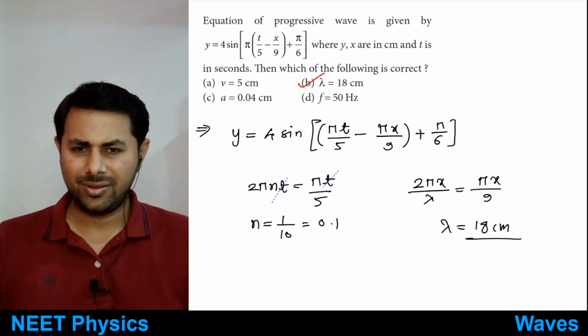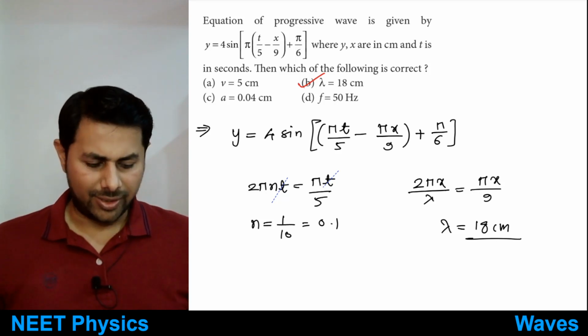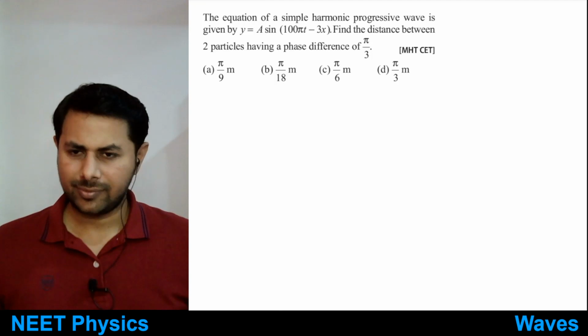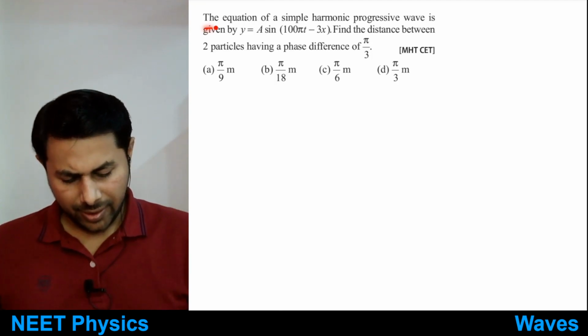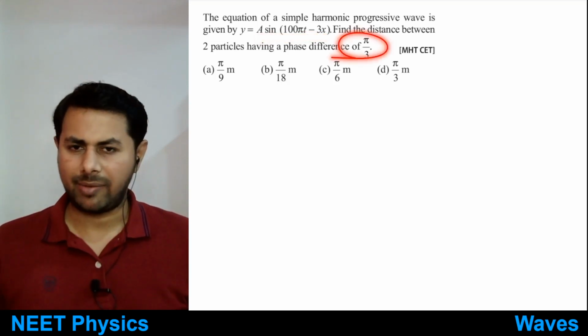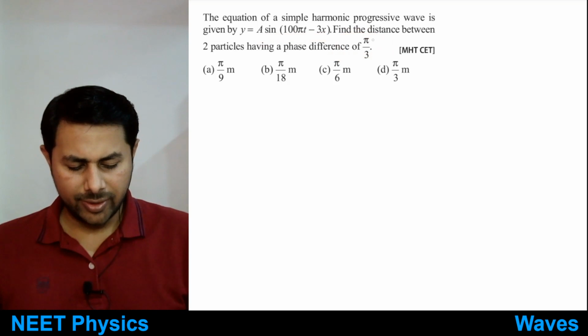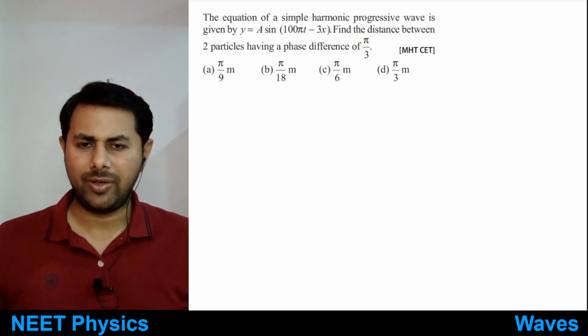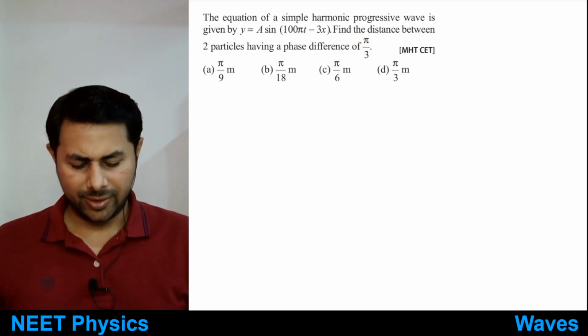Okay, this is simple. Yes, no. All right, let's see next one. Then the equation of a simple harmonic progressive wave is given by this thing. Find the distance between two particles having phase difference of pi by 3. Okay, so you want distance between two particles having phase difference of pi by 3.